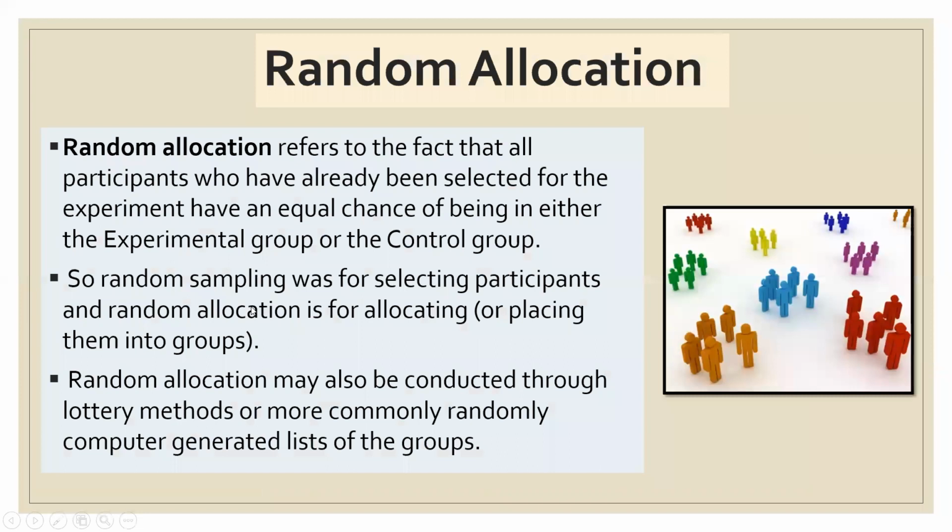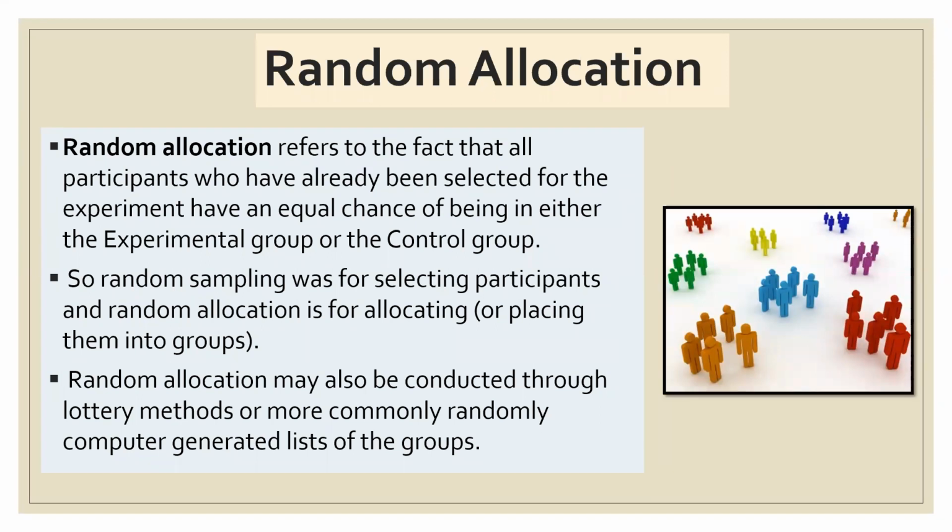So moving on now to allocation. When we talk about allocation, it's basically different from sampling, because sampling is us actually selecting participants to be in our study. Allocation happens after sampling. After we've chosen the participants to be in our study, we now have to allocate them. We now have to divide them into groups. We have to choose which participants are going to be in my experimental group, and which participants are going to be in my control group.